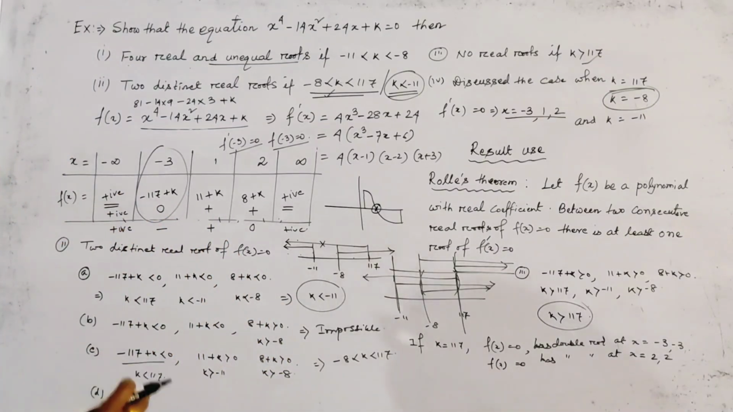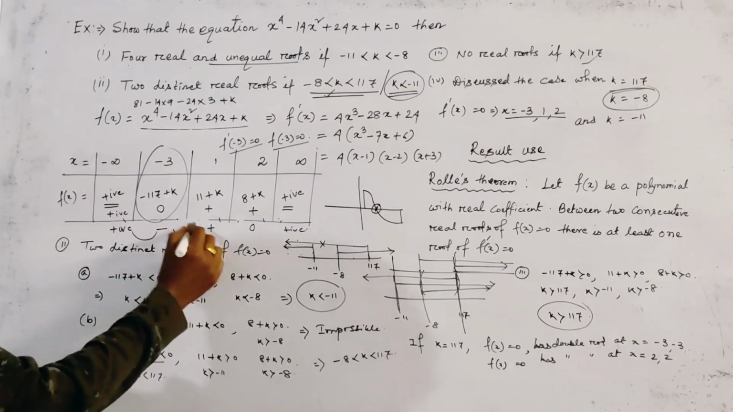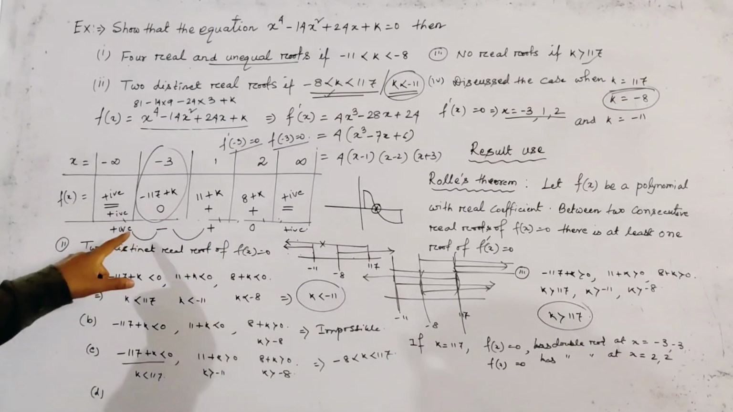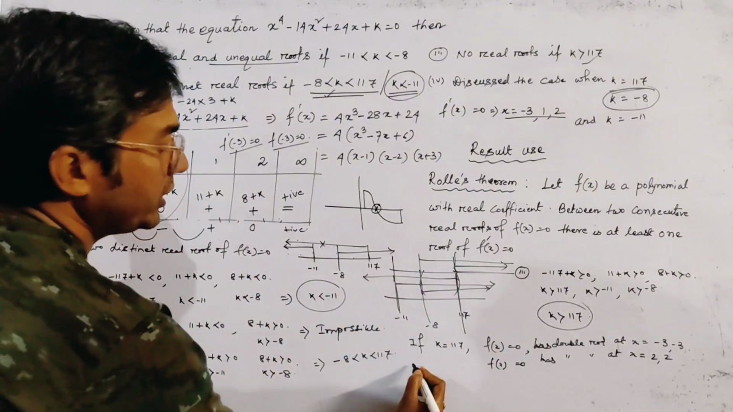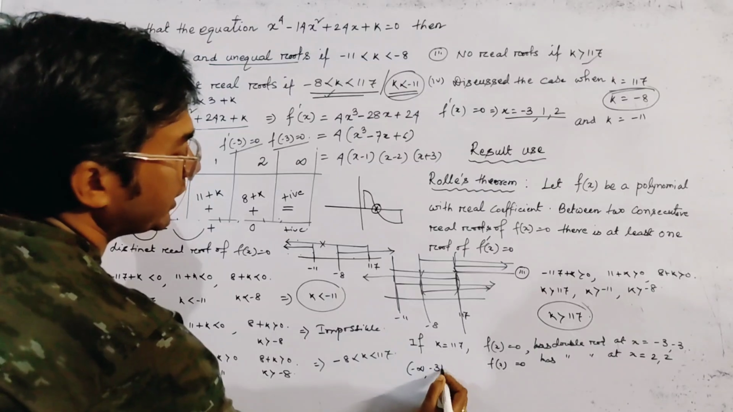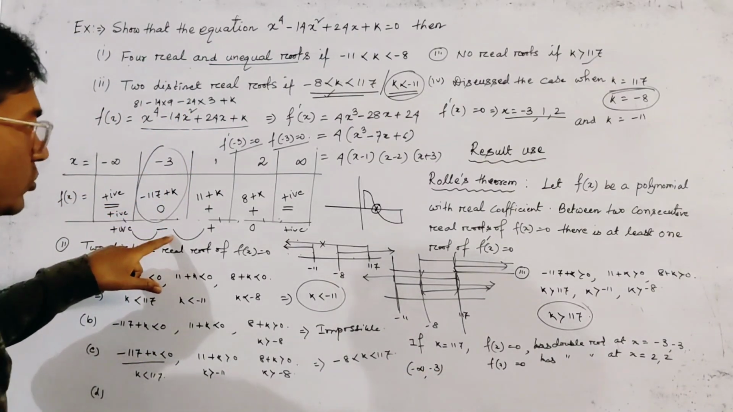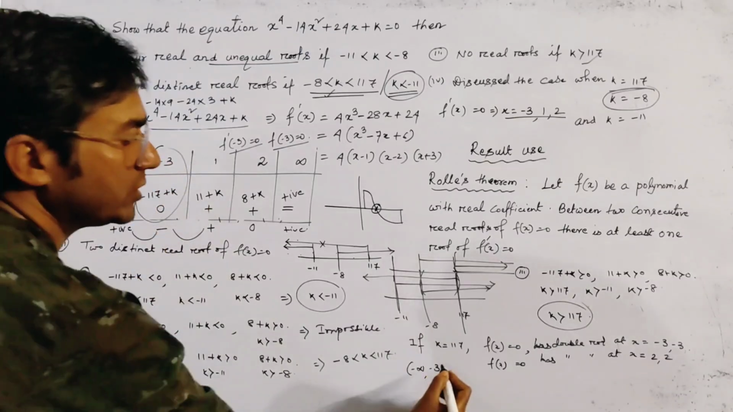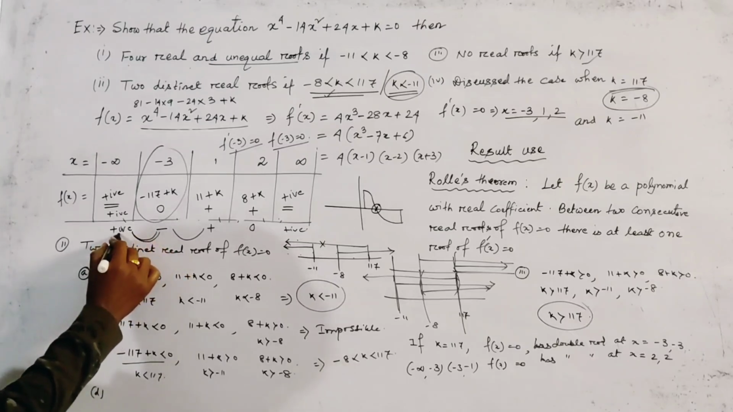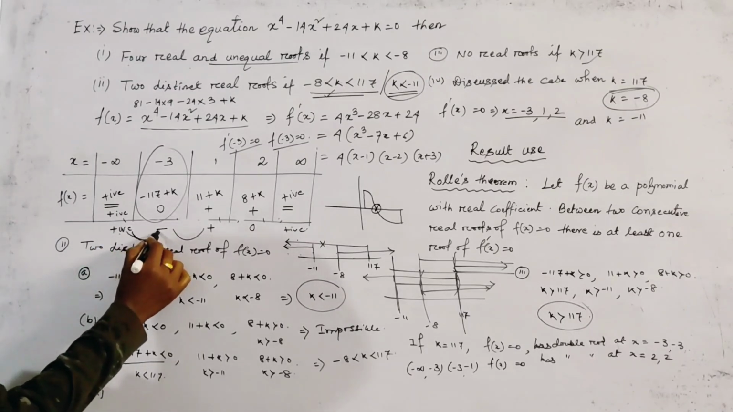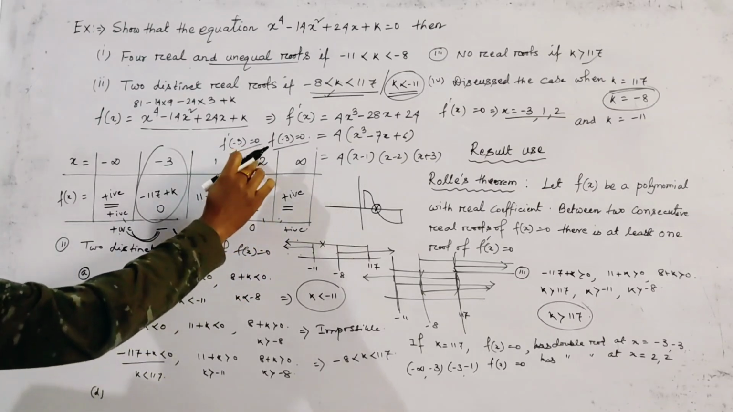But in this case there will be two changes of sign, here positive to negative and here negative to positive. So in the second case we say that there will be a real root lying between minus infinity comma minus 3, and there will also be a real root between minus 3 comma minus 1, because there will be a change of sign, positive to negative and negative to positive. And the 2 roots are 2 and 2.